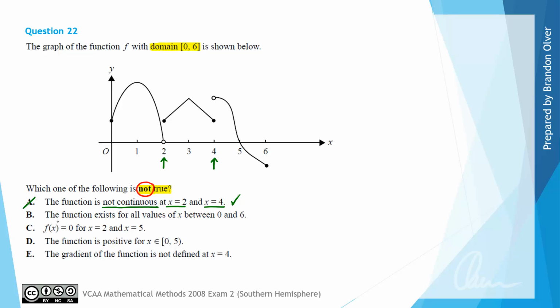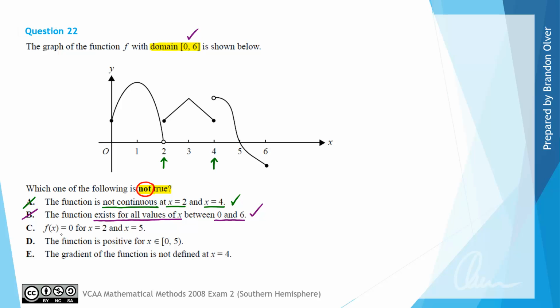The next option B says the function exists for all x values between 0 and 6. Now the domain is exactly that, it goes from 0 to 6, and we can't see any values of x where there isn't a y value associated. There's no asymptotes or gaps in the x values, even though there might be a jump from one x value to the other at those points of discontinuity. All x values do have a y value. So the function does exist for all values of x between 0 and 6. So as that's a correct statement, B can't be the answer to this problem.